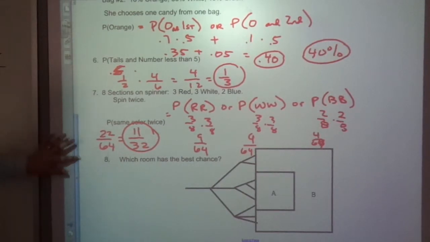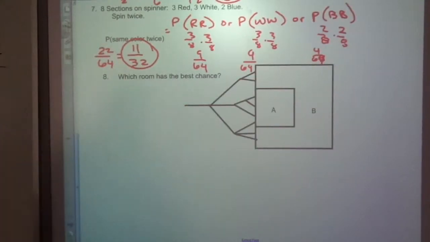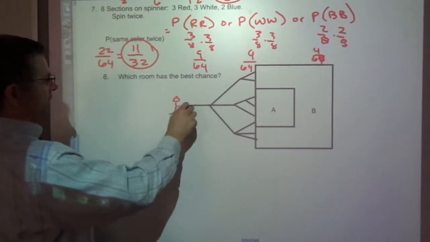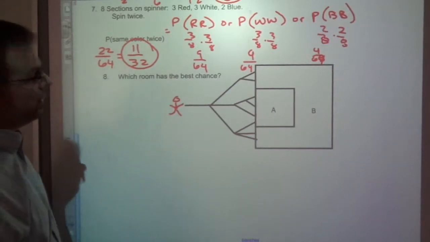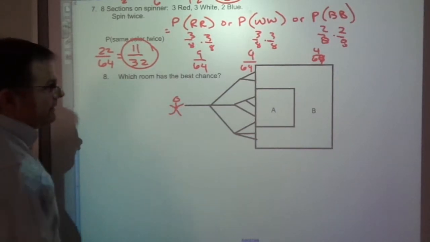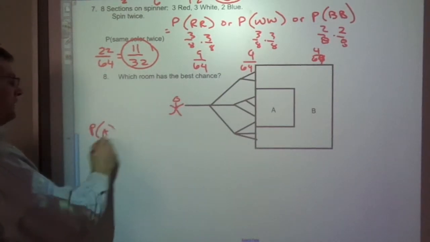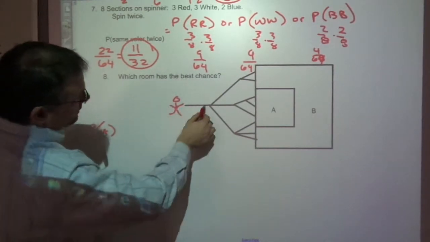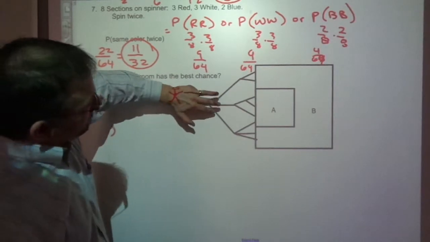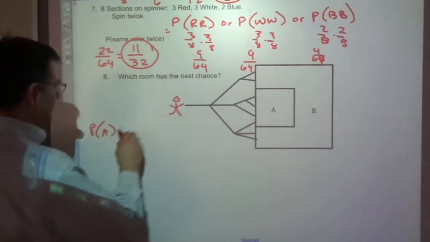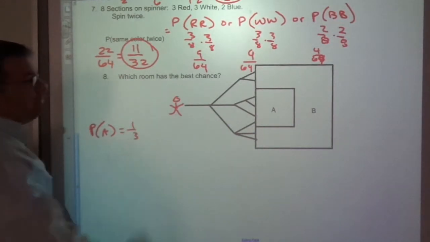Okay, number 8. Which room has the best chance? Well, let's look at the number of ways that it can happen. How many choices, if we got this guy here and he's going to go down this path, how many total choices does he have? Okay, he's got to make a choice here. So let's look at A first. Probability for A. He's going to come here and he's going to have a choice out of 3 things. How many ways lead to A? Just this one in the middle. So we've got a 1 out of 3 chance that he chooses A.